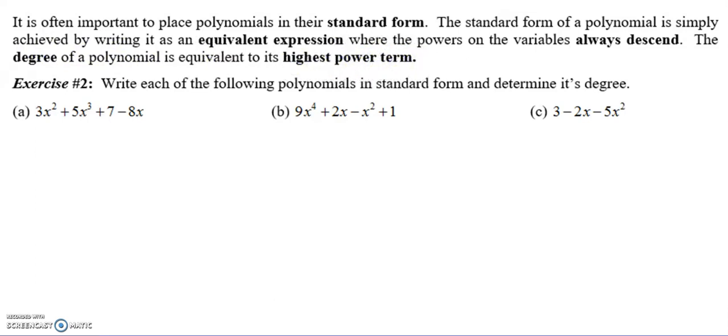So let me show you this first one, and then you could do the rest. It's pretty simple. So we're going to write each of the following polynomials in standard form and determine its degree. So for part A, all you would do is do something like this. So notice that the highest power is x to the third power, so that came first. Then 3x to the second, and then it's -8x, and then it's +7. So this is power of 3, power of 2, this is a power of 1, and this is a power of 0 or no power. And the highest power is the third, so this is called a third degree polynomial.